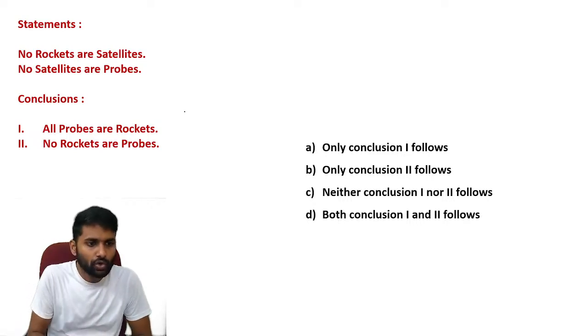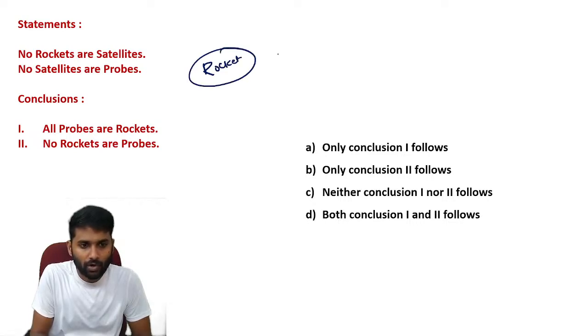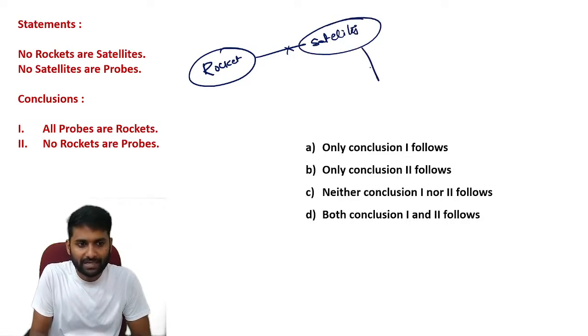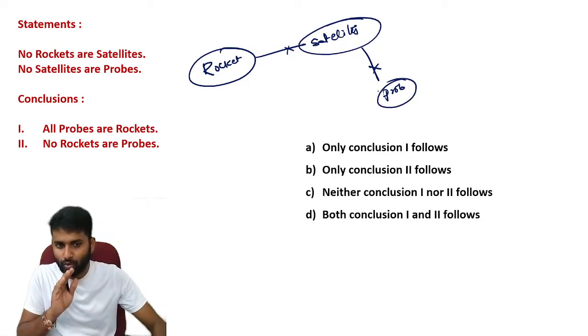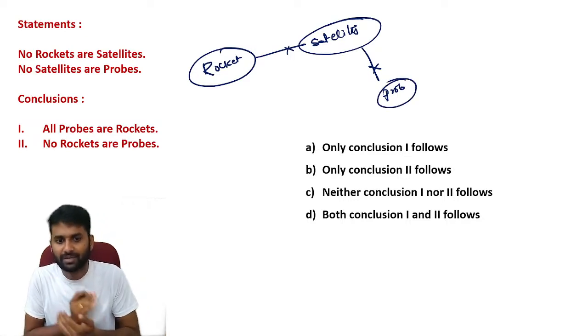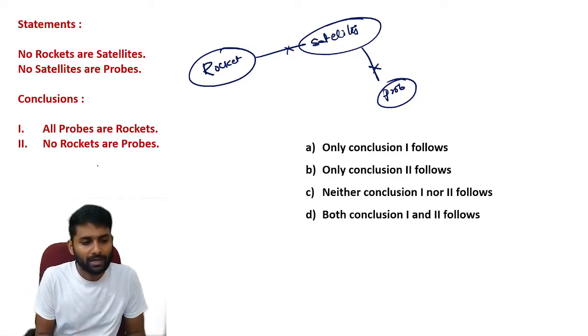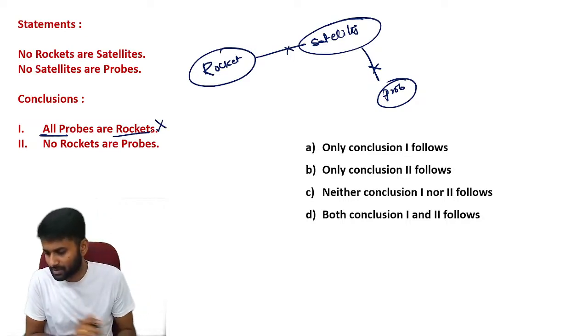Now see, no rockets are satellites. No satellite is probe. Guys, we have a restriction between rocket and satellite, and a restriction between satellite and probe. Here the conclusion says that all probes are rockets. All probes are rockets is an invalid conclusion.